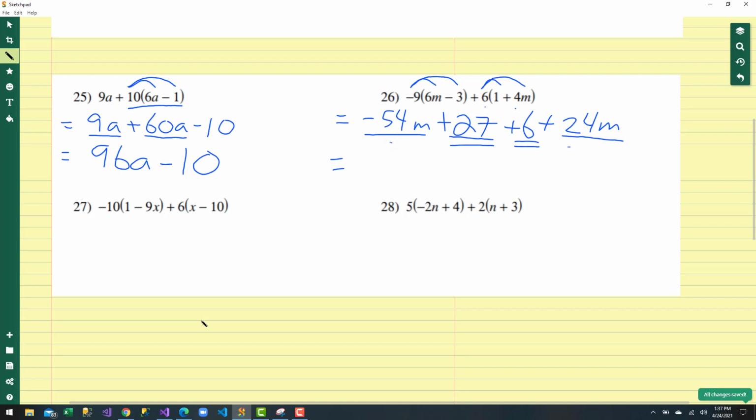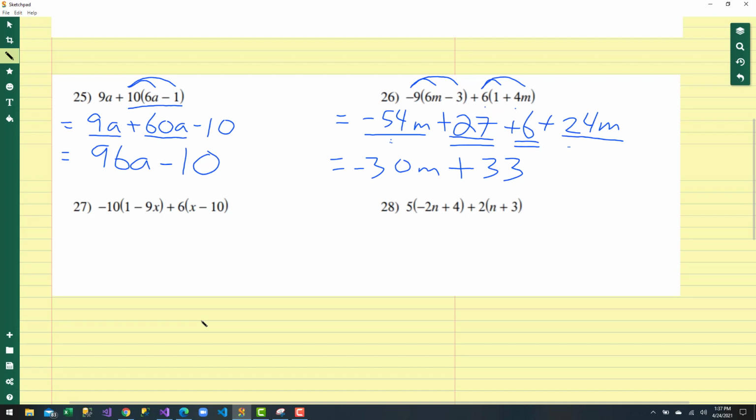You're adding opposite signs. You subtract the bigger minus the smaller. So 54 minus 24, that becomes 30. And I keep the sign, remember, of the larger number, which is 54, right? So that's a negative 30. Copy the m, don't forget. Now let's look at the numbers. 27 plus 6, both are positive, so it's a positive, and then that's 33. All right, and that's your final answer.